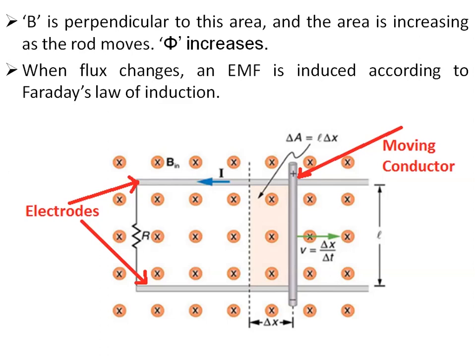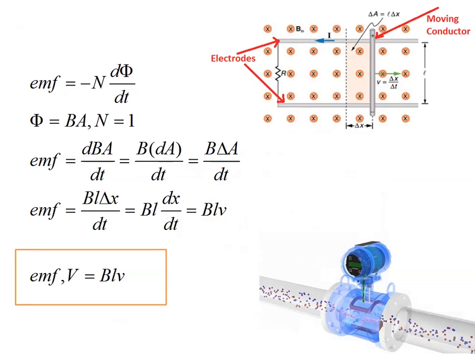B is perpendicular to the area, and the area is increasing as the rod moves. Here we can see the initial position of the rod shown as the dotted line, and whenever the rod moves, the area increases, and whenever the area increases, the flux increases, because the flux is equal to the product of the magnetic flux density B and the area. When the flux changes, an EMF is induced according to Faraday's law of electromagnetic induction.